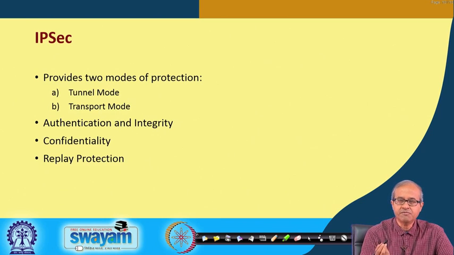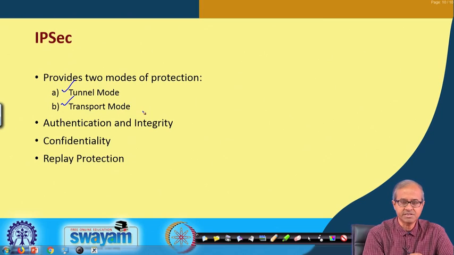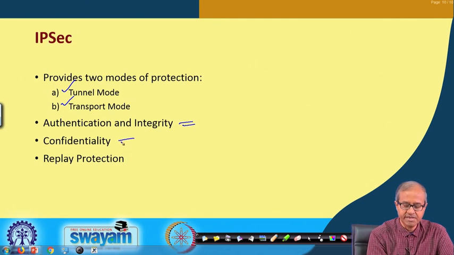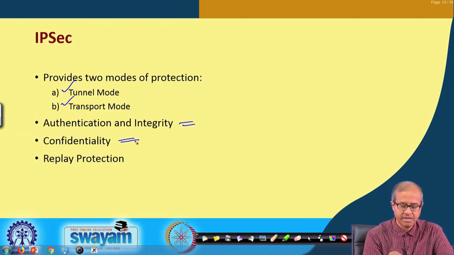And in terms of the protection of data, there are again two different modes. One is called the tunnel mode, other is called the transport mode. We shall very briefly talk about this. And the services that it provides, as I told you, this authentication and integrity is one thing. Confidentiality, using encryption, it can maintain confidentiality of data, and replay protection.